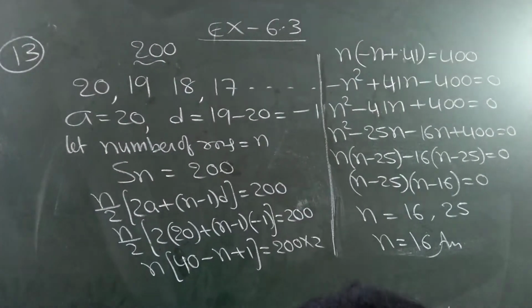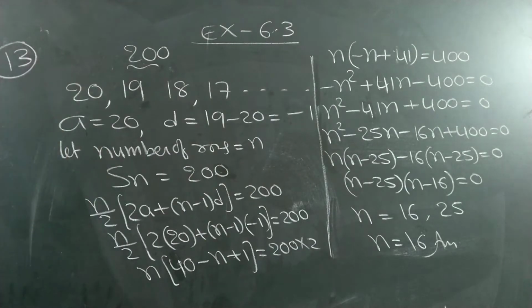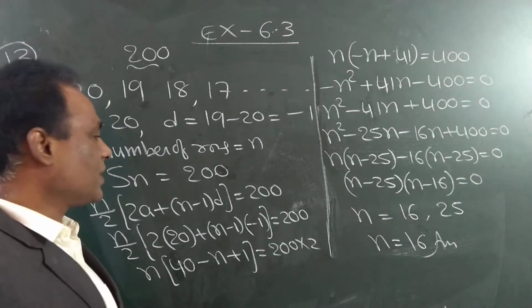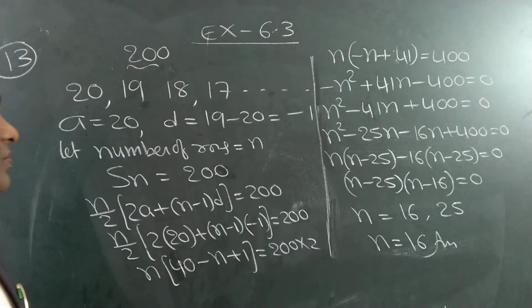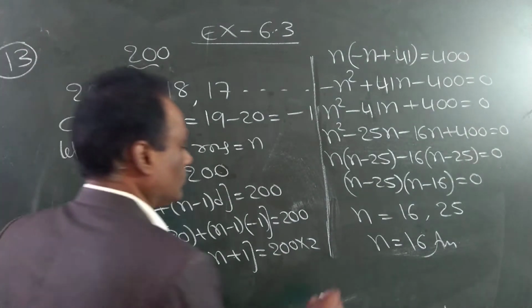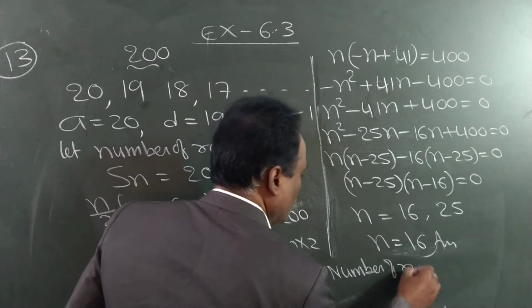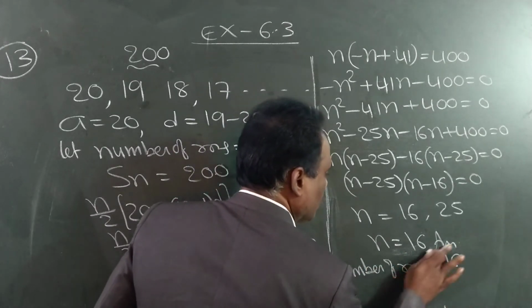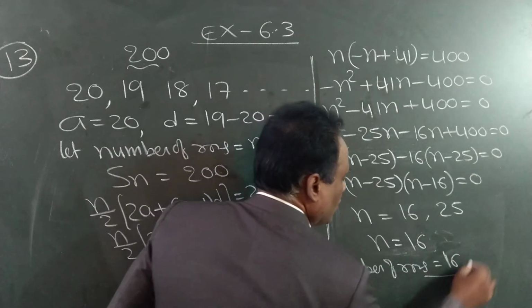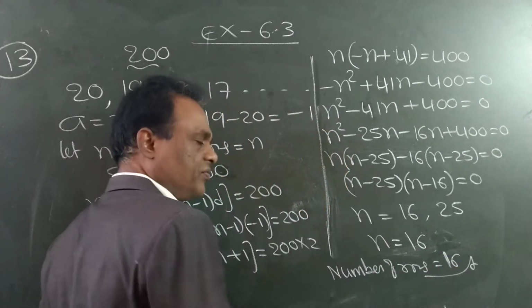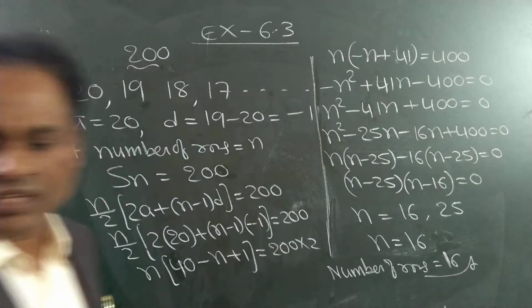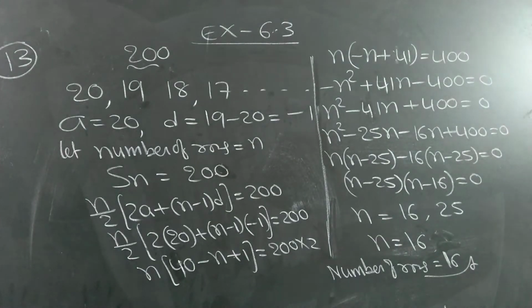We have another question here. How many logs are there in the top row? You write, students, up to here. Number of rows is equal to 16. Like this, in wording also you can write. Instead of just leaving n, write number of rows is equal to 16.